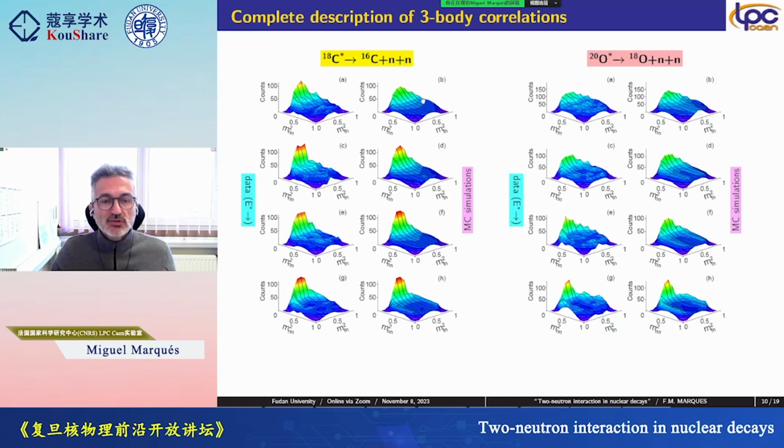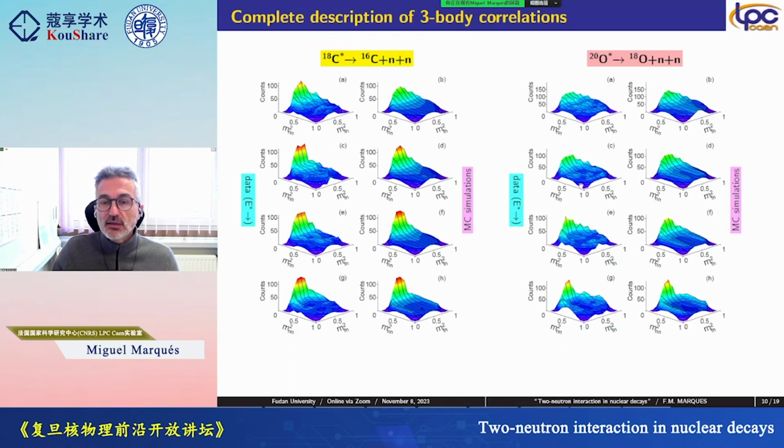These are the Monte Carlo simulations. And here the same thing for oxygen. You start at threshold, you increase energy, and the Monte Carlo simulation. So you see that the fits, these are fits, are very, very good. And you see that in oxygen, the correlations are weaker, as we expected. We expect them to be weaker than in carbon-18.